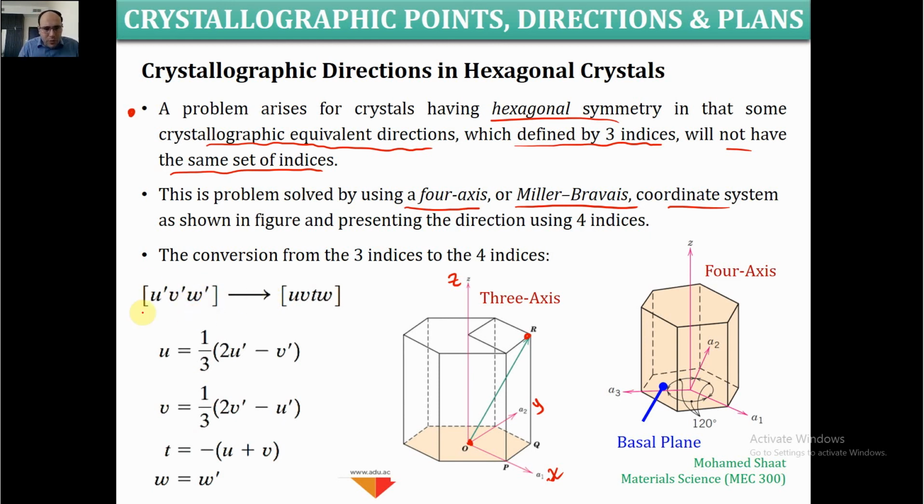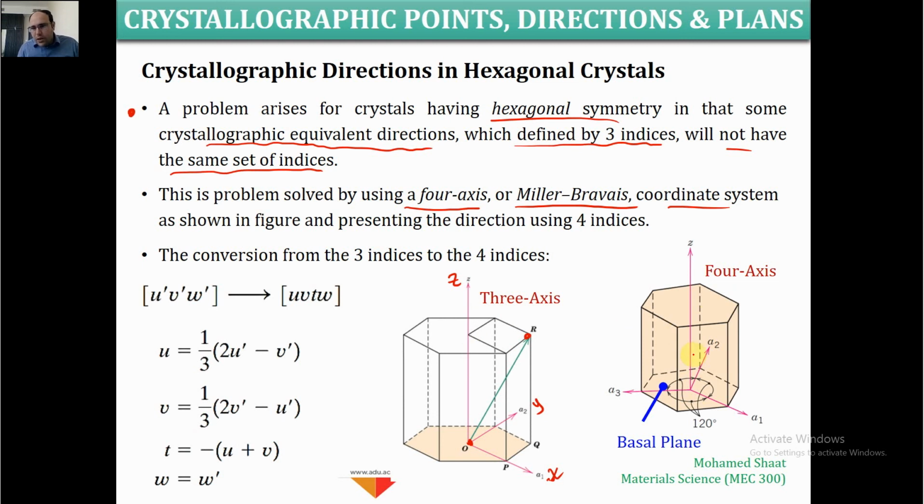But there is a problem with this system. We have to convert it from 3 index to 4 index, from 3 indices to 4 indices using the Miller-Bravais coordinate system. This is a different coordinate system, known as the 4-axis coordinate system, which is different than the conventional one.